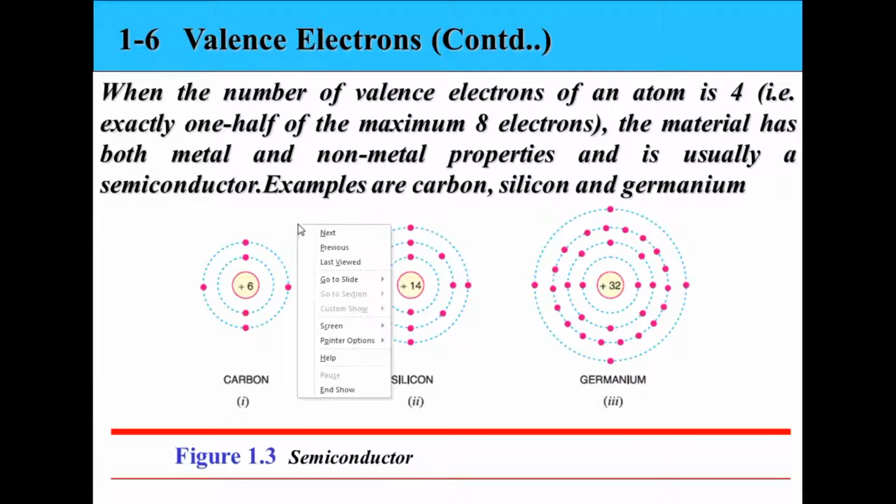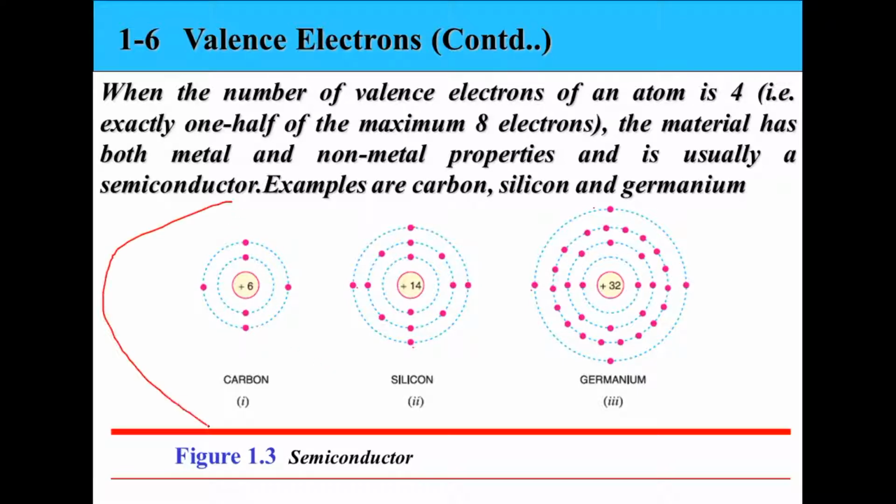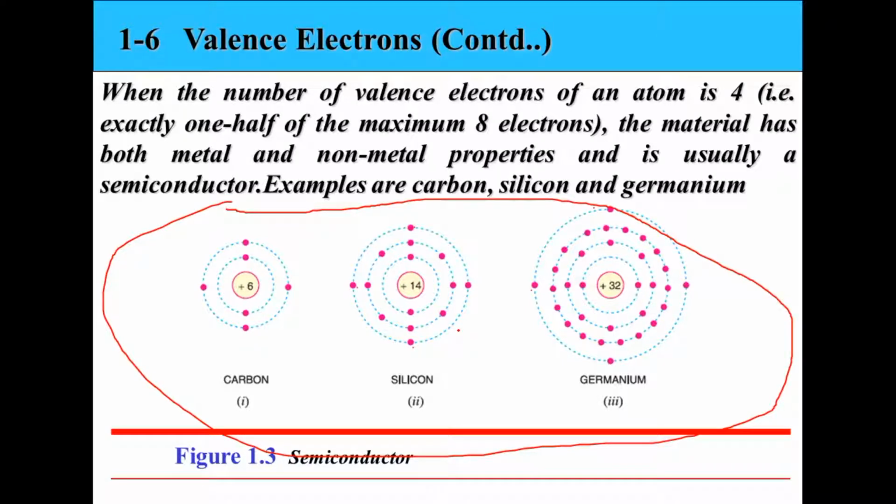Now, silicon has 1, 2, 3, 4 electrons in its outermost shell, or we can say 4 valence electrons. Germanium too has 4 valence electrons, and the same goes for carbon. So these three atoms are semiconductors.